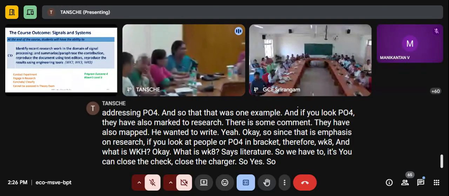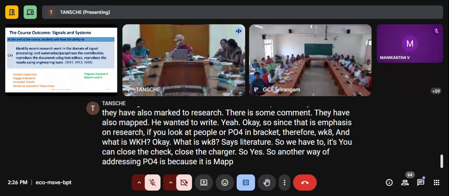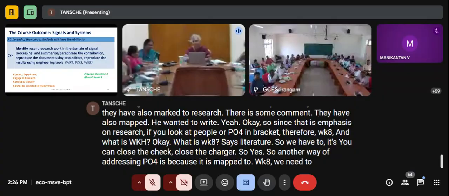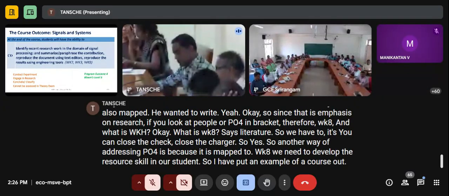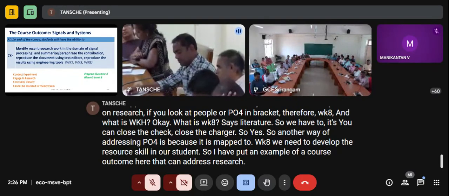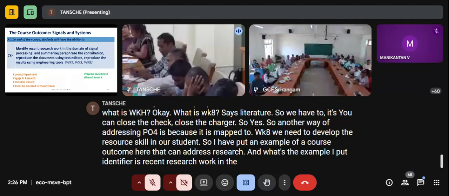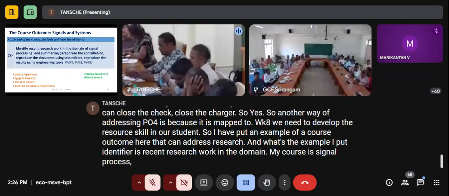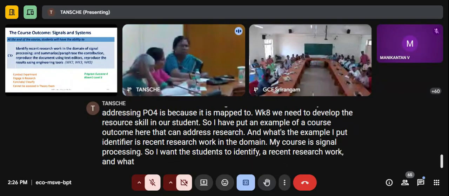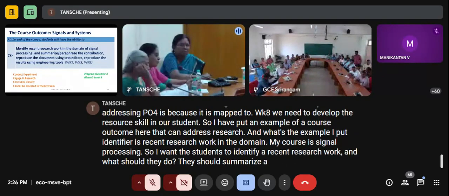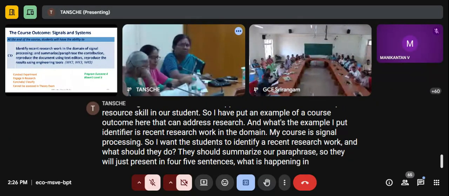So another way of addressing PO4 is, because it is mapped to WK8, we need to develop the research skill in our students. I have put an example of a course outcome here that can address research. What's the example I have put? Identify a recent research work in the domain. My course is signal processing, so I want the students to identify a recent research work. And what should they do? They should summarize or paraphrase. They will just present in four or five sentences what is happening in the research.